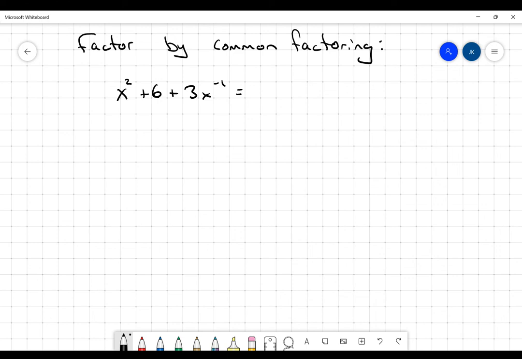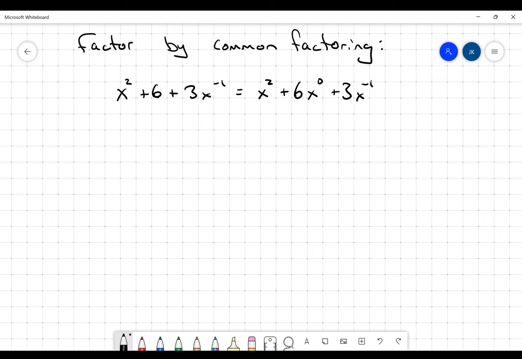However, it's that x to the negative 1 that draws my attention here, because one of the things that I can do is I can see this as x squared plus 6 times x to the 0 plus 3 times x to the negative 1. Now, x to the 0 is just going to be 1, for almost every value of x there. So in this particular case, why would I do that? Why would I write that down?